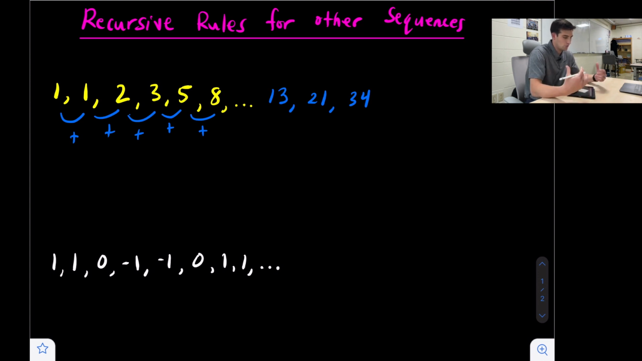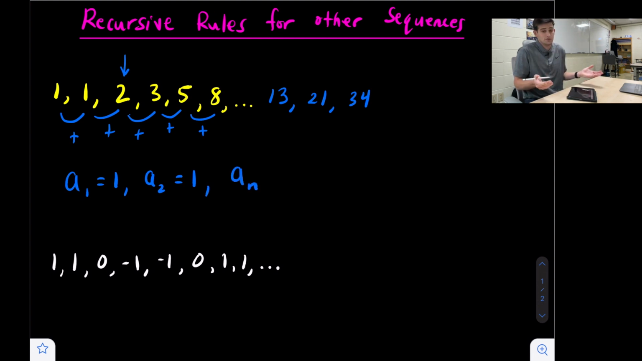So now, what is our rule? What is happening here? Well, we are adding the two previous terms to get the next term, right? So really the third term is key here, because the third term is where we can start to build our sequence, right? We have to know what the first two terms are. That has to be given to us. So when we write our recursive rule, we're going to say a sub 1 equals 1, a sub 2 equals 1, right? That has to be given to us.